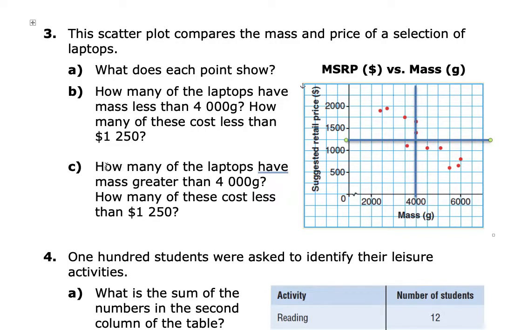Next, how many of the laptops have mass greater than 4,000 grams? So here's 4,000 grams. Again, we already have this line. Greater than is on the right-hand side. Positive values for the x-axis are on the right-hand side. How many of these cost less than 1,250? That's the same dollar amount. Notice that horizontal bar. 1, 2, 3, 4, 5.